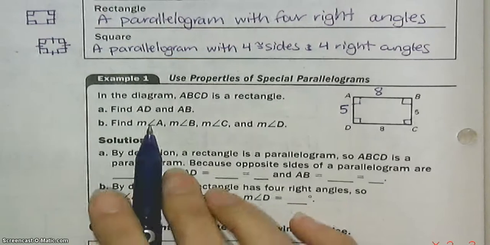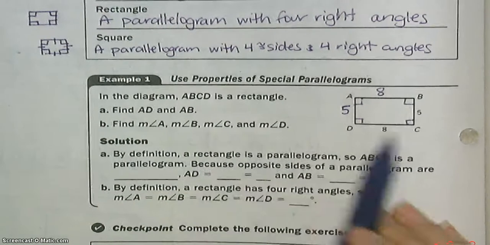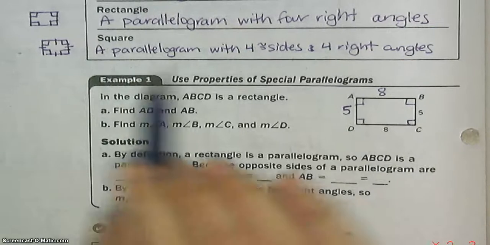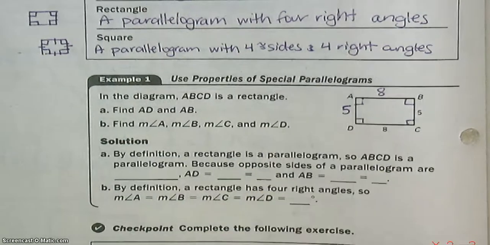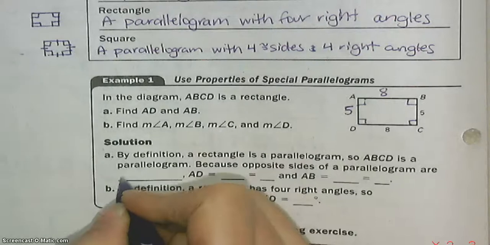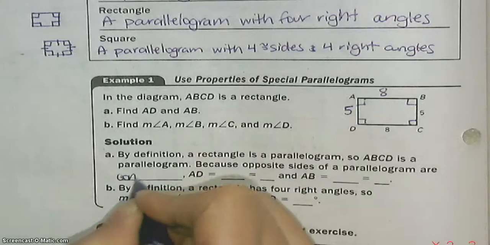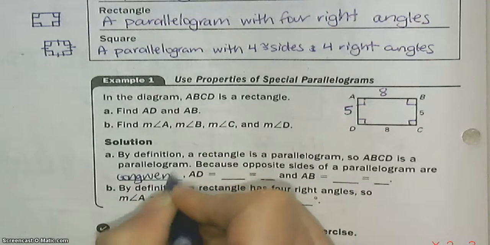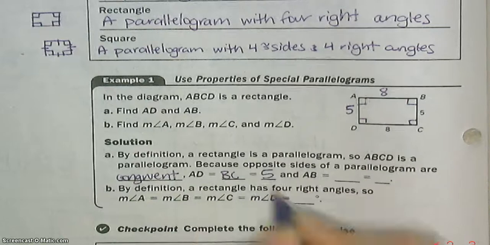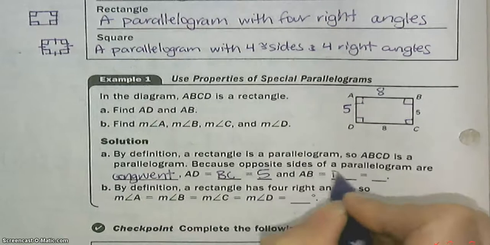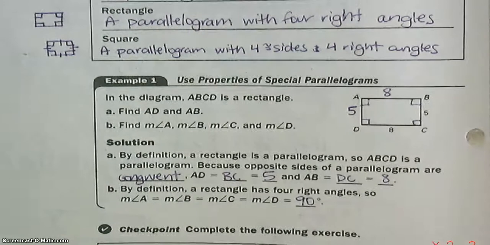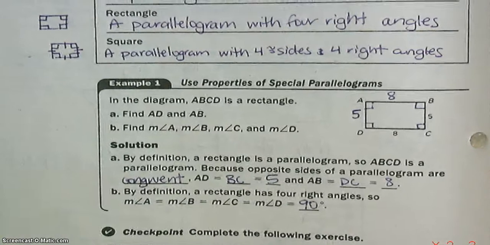And then it says find angle A, angle B, angle C, and angle D. Well, we already know what those angles are. We know they're right angles because that's what it means to be a rectangle. Because the opposite sides of a parallelogram are congruent, we know that AD is equal to BC, which is 5, and AB was equal to DC, which was 8. And all of those angles equal 90.